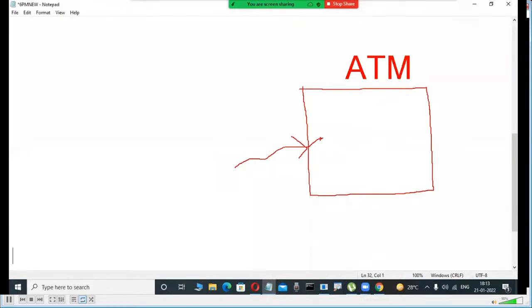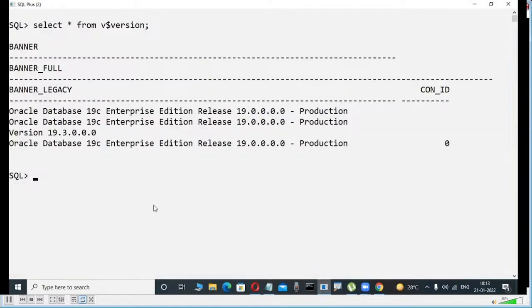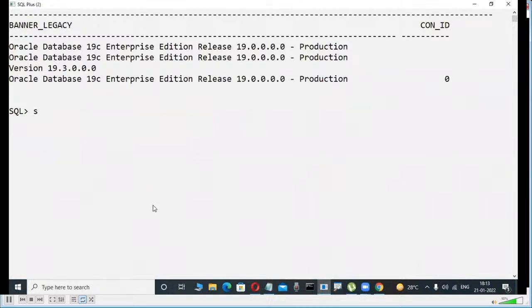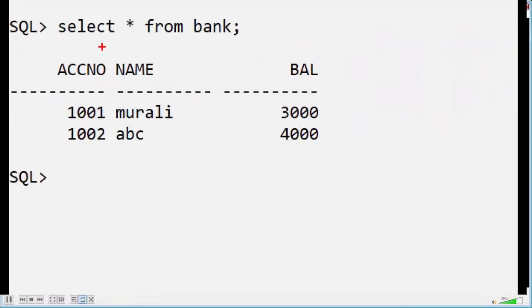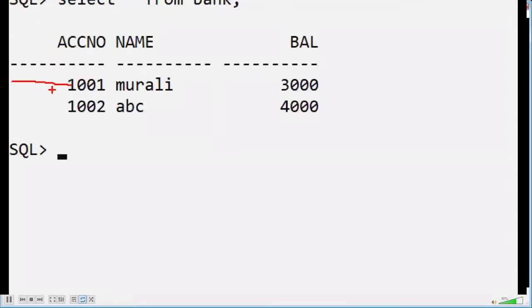Now check it out, observe the screen. Suppose in this database, bank is a table, for example. In table format only, we store the data. Suppose this is an SBI bank table. Observe here, these are columns: account number, name, and balance. These are called columns, and these entries like 1001 are called rows or data.